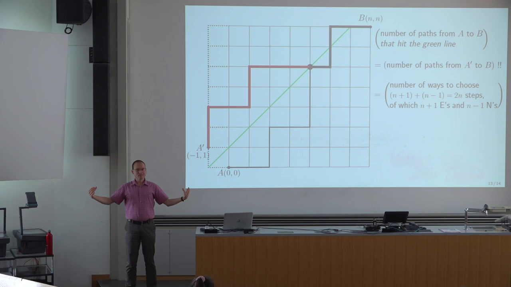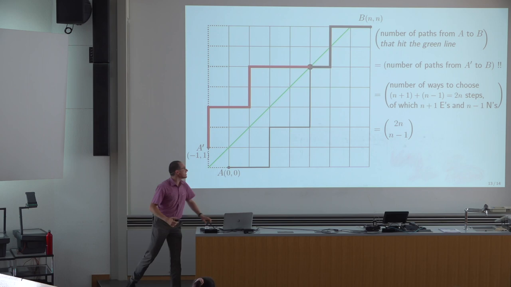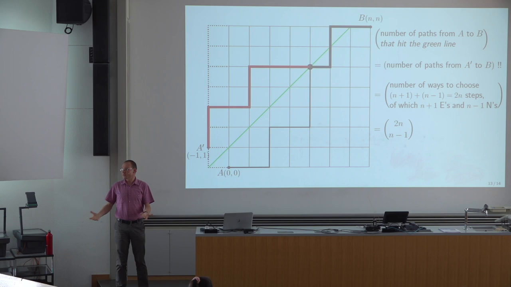You have to choose the positions of the easts, or the norths, equivalently. In how many ways can you do that? Yes? Very good. 2N choose N minus 1. The moment you choose the vertical ones, then the other ones will be horizontal in your string, if you choose the positions for the vertical ones. So this is the answer. This is the number of paths that do hit the green line. It's equal to the number of paths from A prime to B.